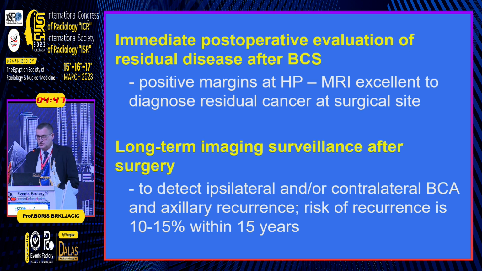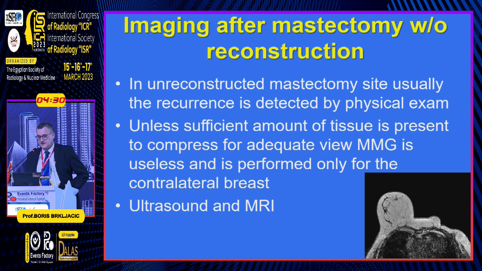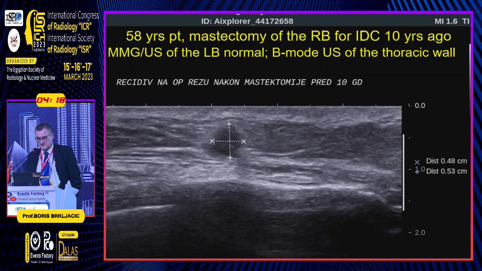Then these patients we need to follow up regularly, and we need to do long-term surveillance to detect ipsilateral or contralateral breast or axillary recurrence, with a risk of 10 to 15% within 15 years. Now, in cases of an unreconstructed mastectomy site, usually the recurrence is detected by physical exam, and mammography is useless in this setting, so we do only ultrasound and MRI.